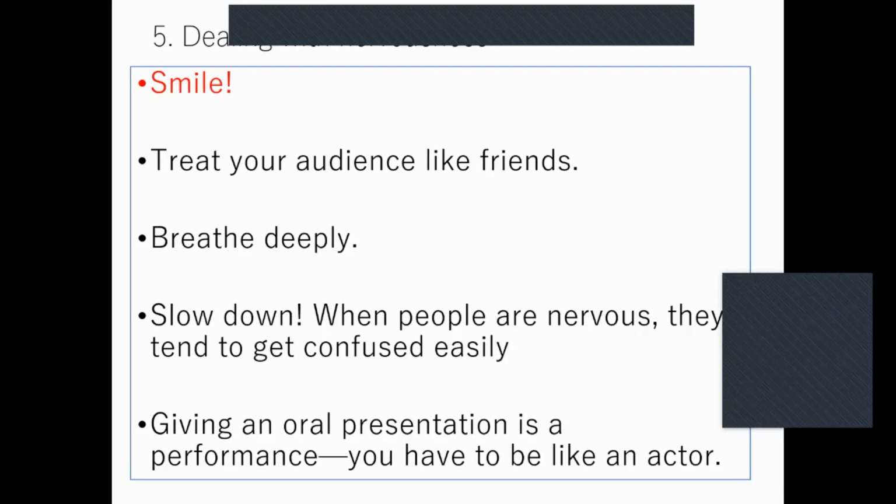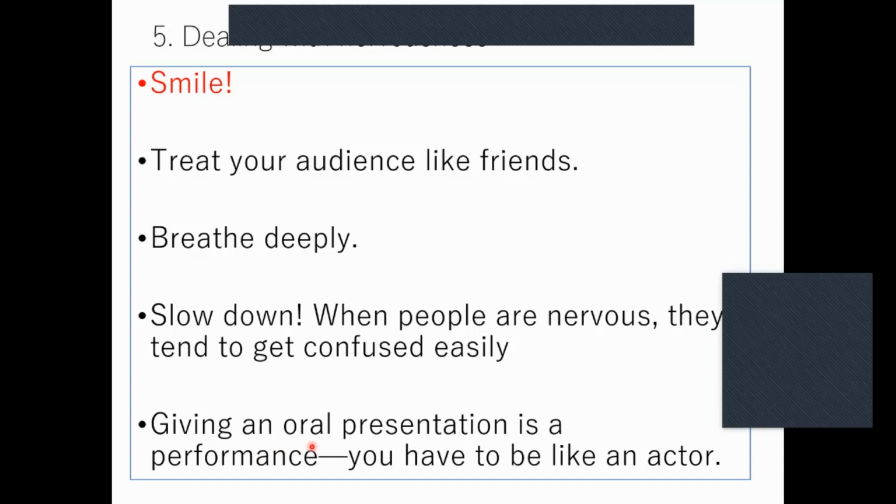When people are nervous, they tend to get confused easily. So if you are nervous, then it will be dangerous. It will make mistakes easily. So giving an oral presentation is a performance. You have to be like an actor. So when you give an oral presentation, this is a kind of performance.